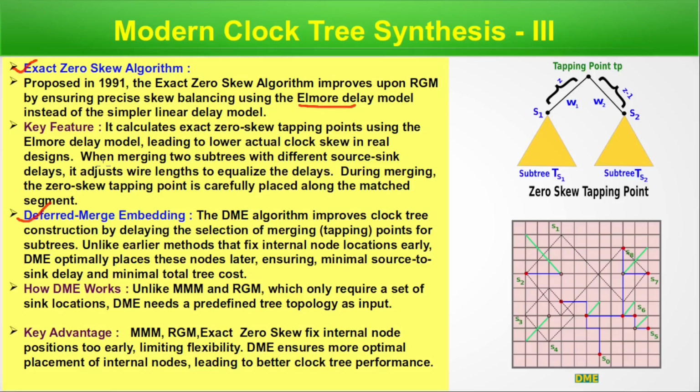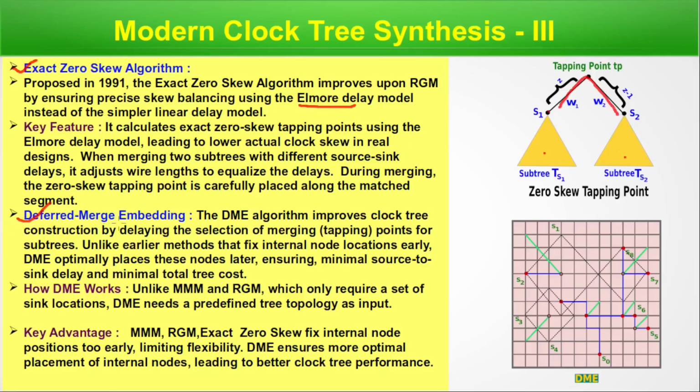It equalizes the delay by adjusting the wire lengths. When two subtrees with different sourcing delays are merged, the algorithm adjusts wire lengths to equalize the delay, because when clock signal travels through wire, some delay is also added there. During merging, the zero skew tapping point is carefully placed along the matched segment. So these two are subtrees and this is the tapping point. So this length is calculated accordingly to balance the skew.